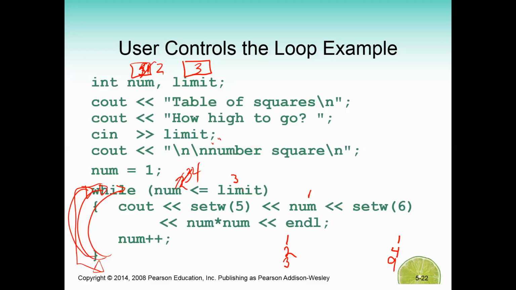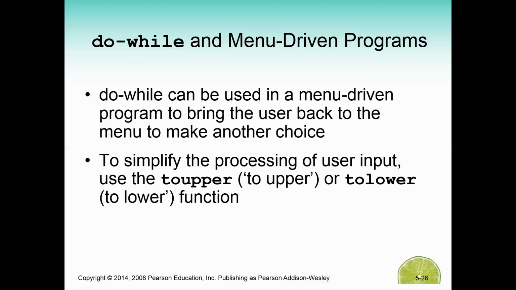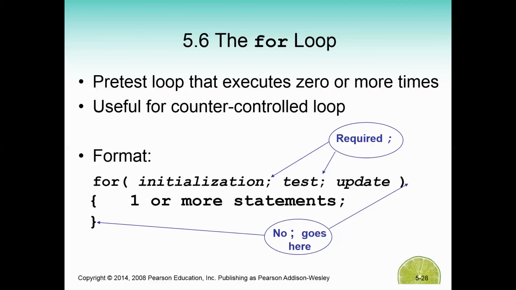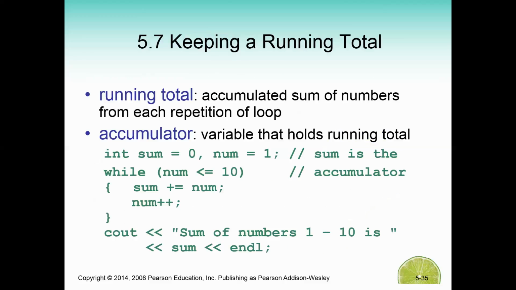We can also accumulate inside the loop. I'm going to skip all the way to the accumulation. There we go. Keeping a running total, which is also accumulating, okay? We accumulate the sum of numbers for each repetition of the loop.